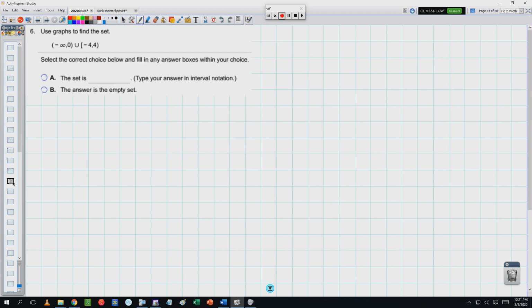Use the graphs to find the set. There's a union symbol in between, so we're going to merge these two graphs together. Let me graph them individually.